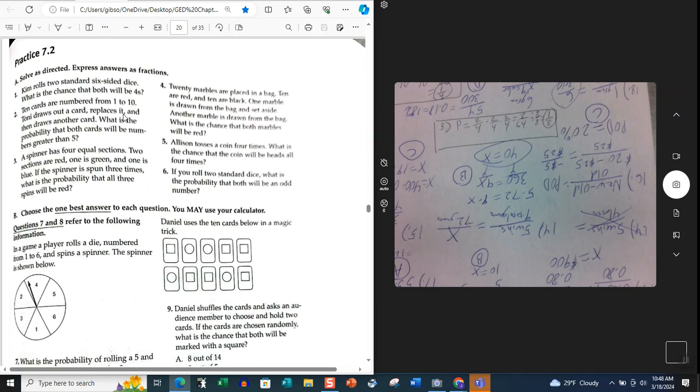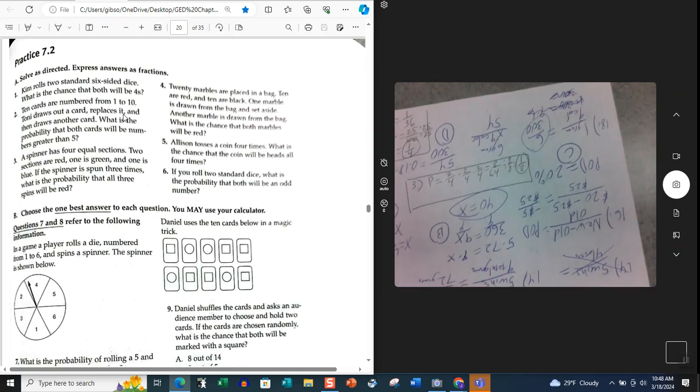All right, now we go here to number 4. It says 20 marbles are placed in a bag. 10 are red and 10 are black. Okay, that's nice. It's only 2 types of marbles. 1 marble is drawn from the bag and set aside. So this is not replaced. So this is a dependent situation. Another marble is drawn from the bag. What is the chance that both marbles will be red?